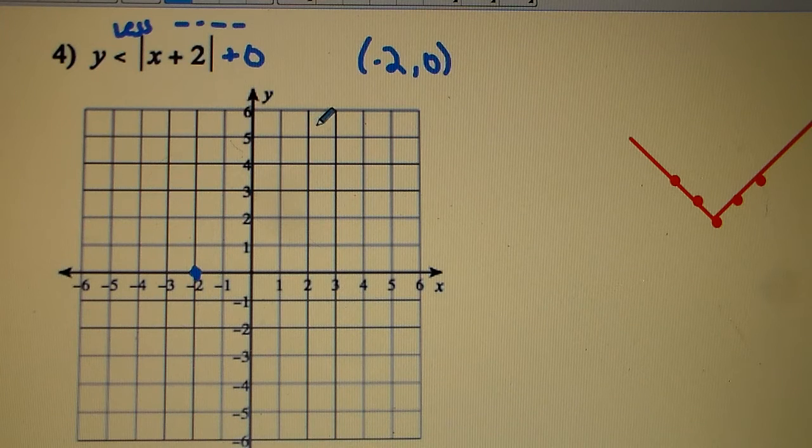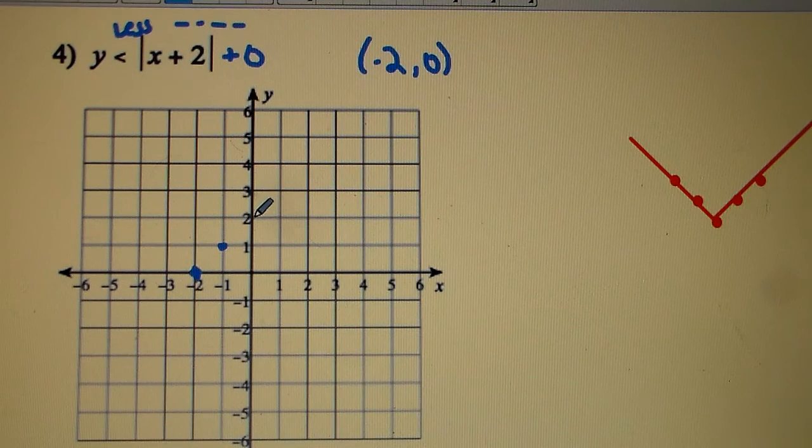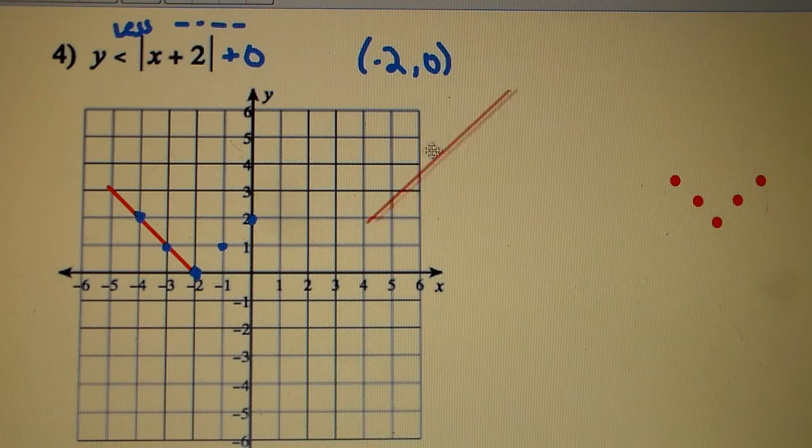Then, going from there, we plug in -1. -1 plus 2 gets you 1, and the absolute value of 1 is just 1. We plug in 0. 0 plus 2 is 2. The absolute value of 2 is 2. So you put a dot right there. Plug in -3. We get an output of 1. And we plug in -4. We get an output of 2. We connect them up.